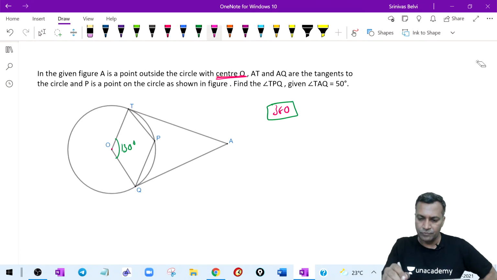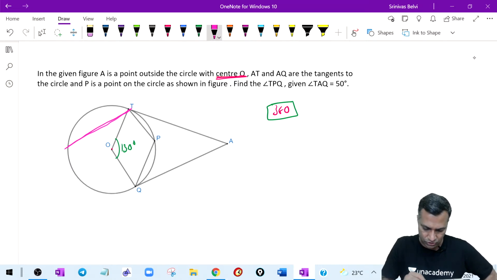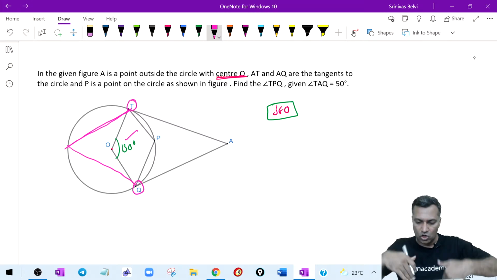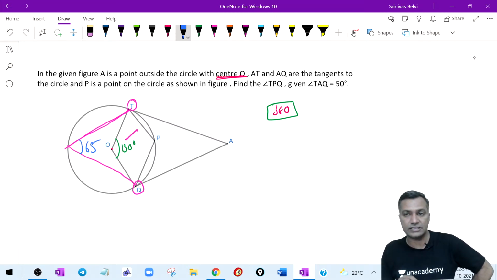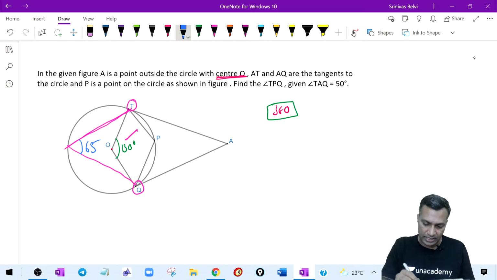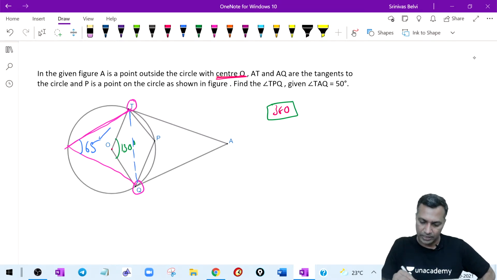From here, if you just make a construction, life becomes much more sorted. Assume that I made this construction. There is a central angle. I'm taking the chord TQ. On the chord TQ, the central angle formed is 130. Therefore, the inscribed angle becomes 65. Which chord am I thinking of here? TQ. TQ forms a central angle of 130, therefore the inscribed angle becomes 65.